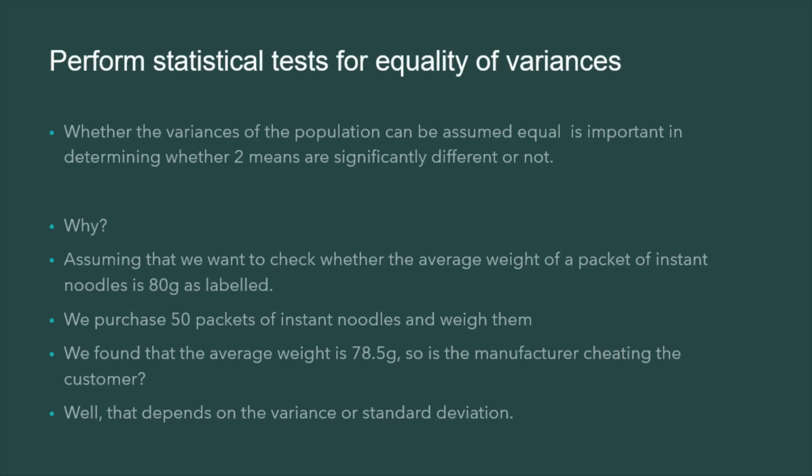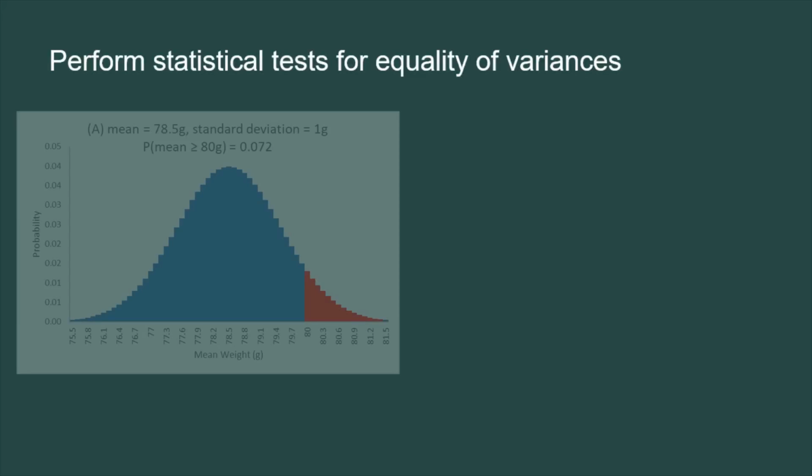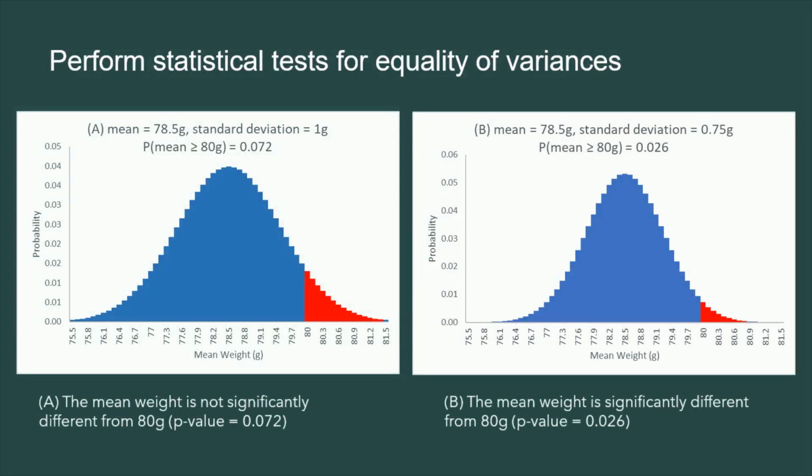So, we purchase 50 packets of instant noodles and weigh them. This is the experimental step. We found that the average weight is 78.5 grams, so is the manufacturer cheating the customer? Well, that depends on the variance or standard deviation. Why is that? Let me explain it graphically. Assuming that there are two QC teams for this study. Both teams found that the average weight for a packet of instant noodles to be 78.5 grams.